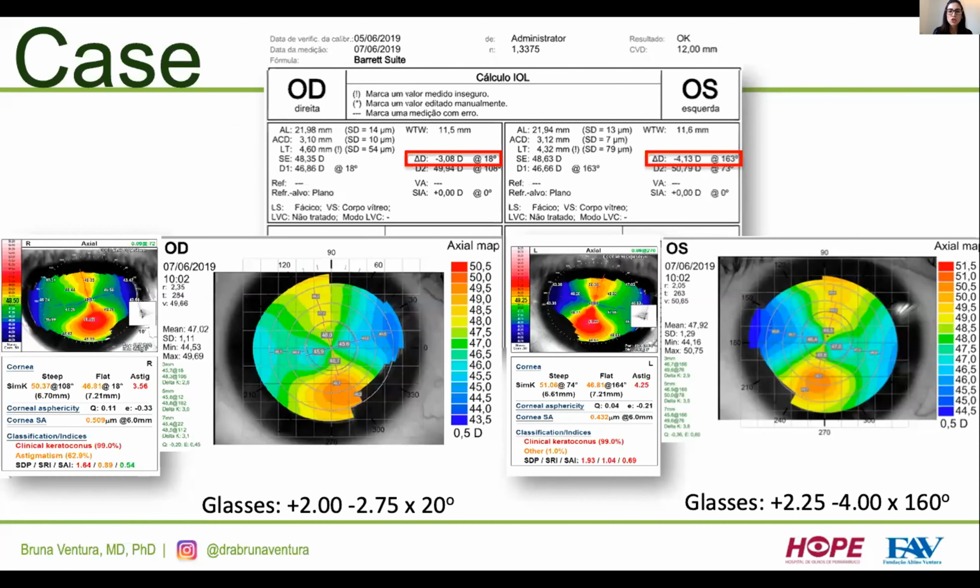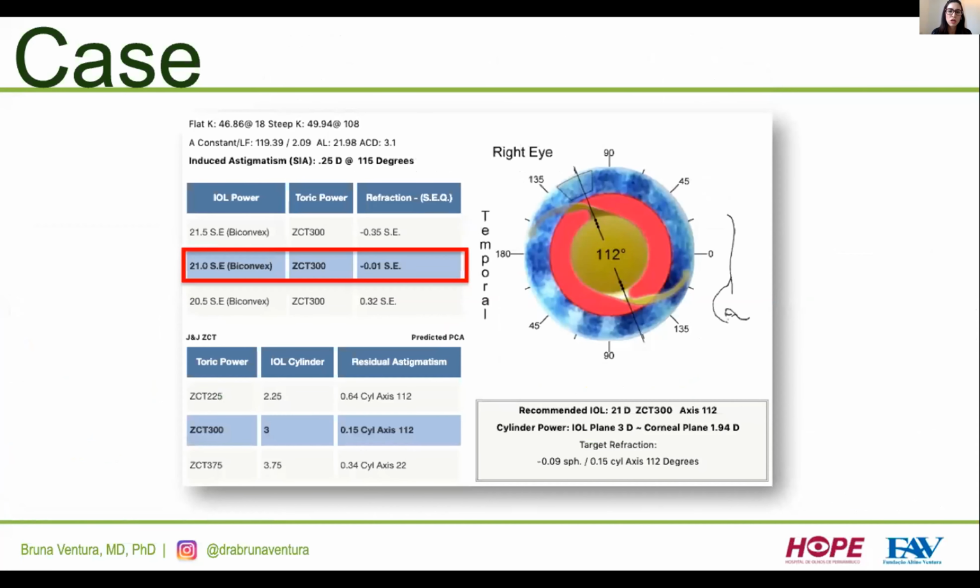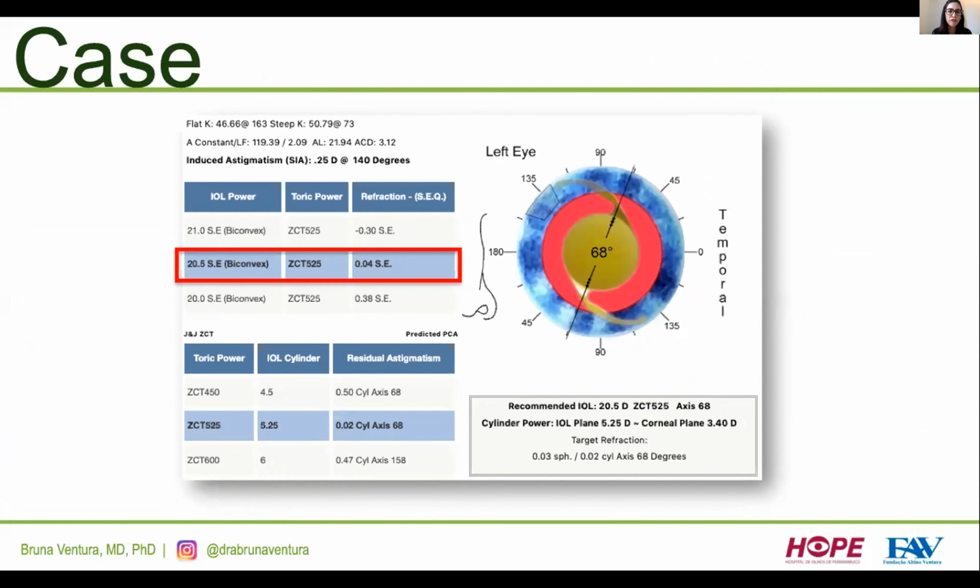So I went ahead and used the Barrett Toric calculator. That's the one that I routinely use. In the right eye, I planned on implanting a 21 diopter VCT 300 lens, and in the left eye, a 20.5 diopter VCT 525.